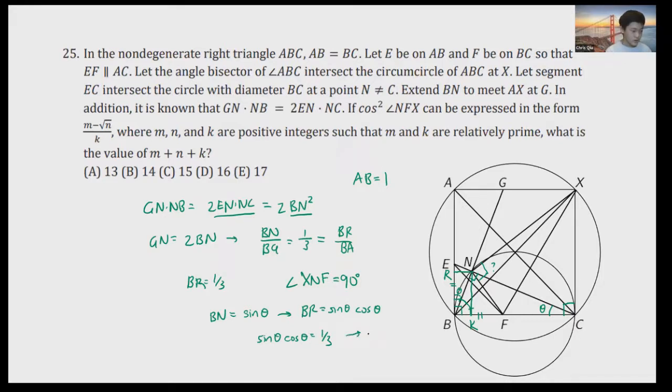And we can double both sides, and we're going to get 2 sine theta cosine theta is equal to 2/3. And by the double angle formula for sine, sine 2 theta is equal to 2/3. And so we can find that cosine 2 theta is equal to √5/3. And this is because theta is an angle that is less than 45 degrees, so 2 theta is going to be an acute angle. And so from here, we can quickly calculate that cosine theta is equal to the square root of (3 plus √5)/6.